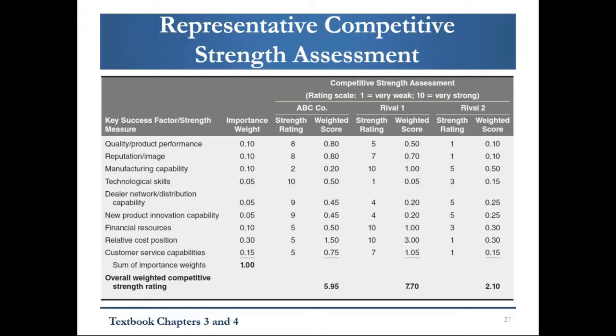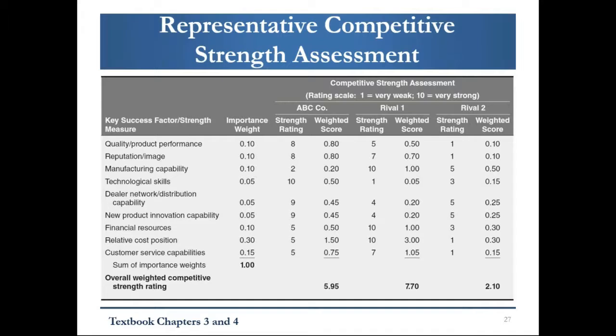I hope that makes sense, but it's just so important. It's 3 times more important than quality and product performance, 30% versus 10%. It is 6 times more important in this business than dealer network distribution capability, so it's 30% versus 5%. In order to compete effectively, you've got to figure out as ABC Co how to get your costs in line and be more competitive on the cost side with rival 1.